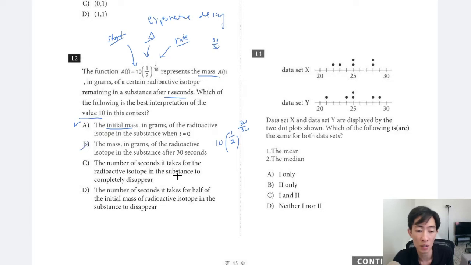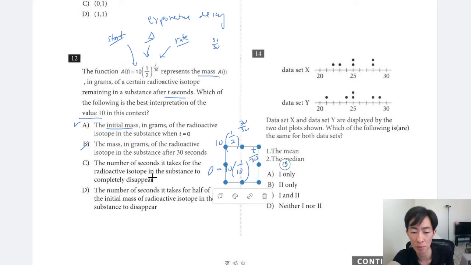Choice C, the number of seconds it takes for the radioactive isotope to completely disappear. This would be like saying, when there's nothing left, 0, what value does t have to be to generate 0? This goes kind of beyond my math memory, just because the last math class I took was like linear algebra 20 years ago. But essentially you're saying what value of t makes the whole thing 0. This is an exponential function, so I imagine it's going to look something like this. So you might actually have to calculate a limit or something if you want to do that. Like I said, I don't remember because this is beyond SAT math, but it's going to be something like that.